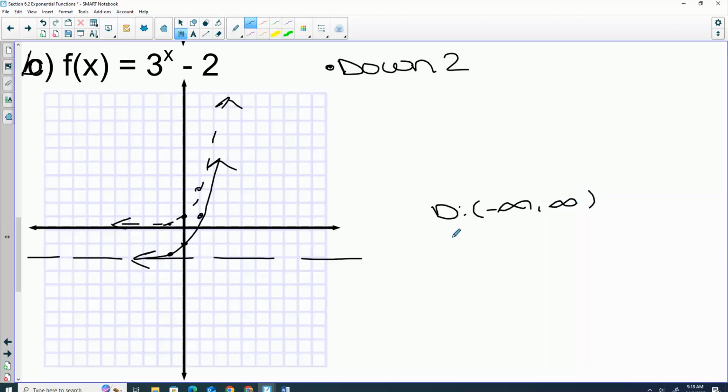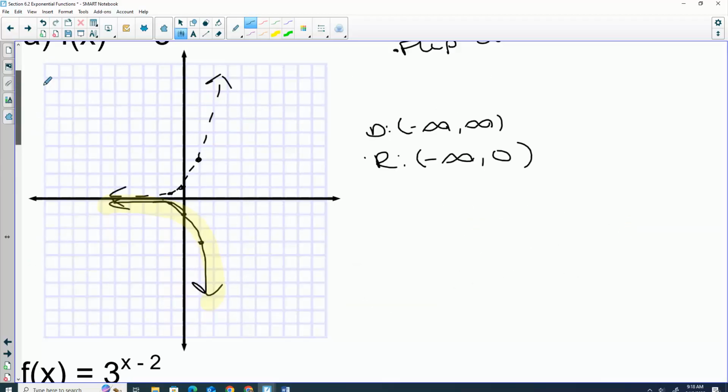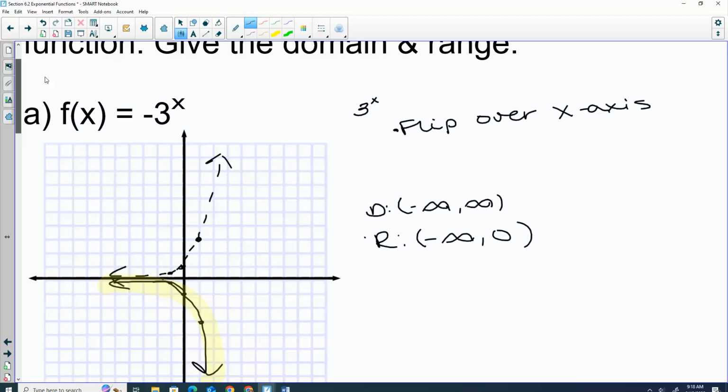What does the range turn out to be this time? Why did it last time go from negative infinity to positive infinity? The range went from negative. Yeah.